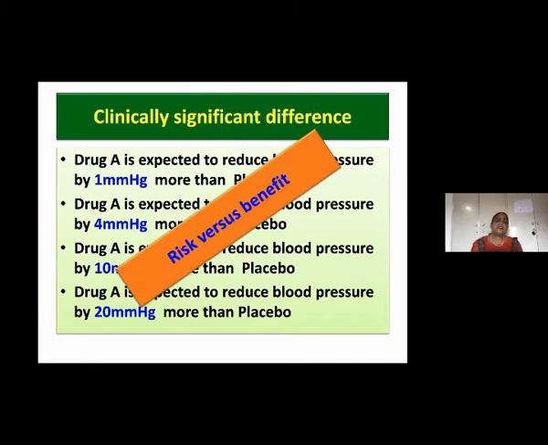So what is it? You're trying to weigh the risk versus benefit. What is the risk of prescribing a new drug? You have to familiarize yourself with it. You have to tell the patient, it has to be available in the local market. It may be more expensive, and it may have unknown side effects. And the benefit, if it's only 1 millimeter, why should I prescribe? I might just carry on with whatever I'm carrying on. So always your benefit should outweigh the risk when you're prescribing a new drug. And this is the basic principle of evidence-based medicine.